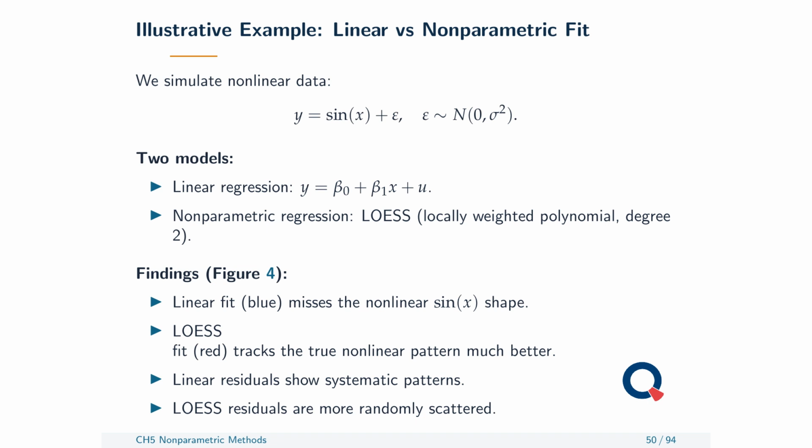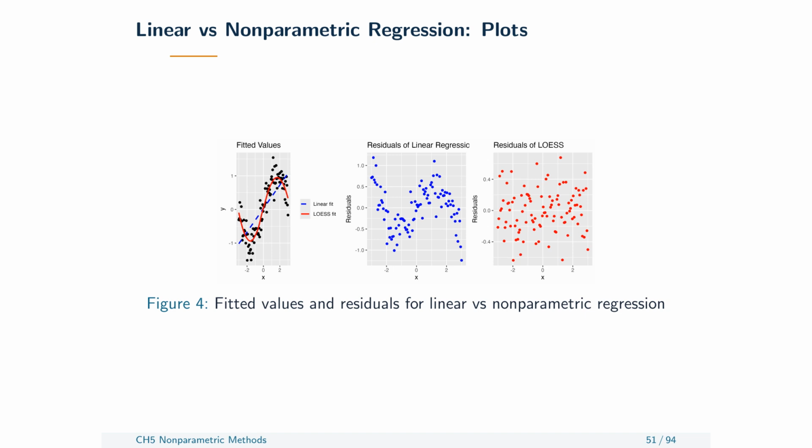The target has not changed. It is still the expected outcome at a given regressor value. What changes is how we estimate it, leaning on nearby observations instead of one slope for the whole sample. Consider fuel efficiency as an outcome and engine horsepower as a regressor. A linear model forces the same marginal effect at low and high horsepower.